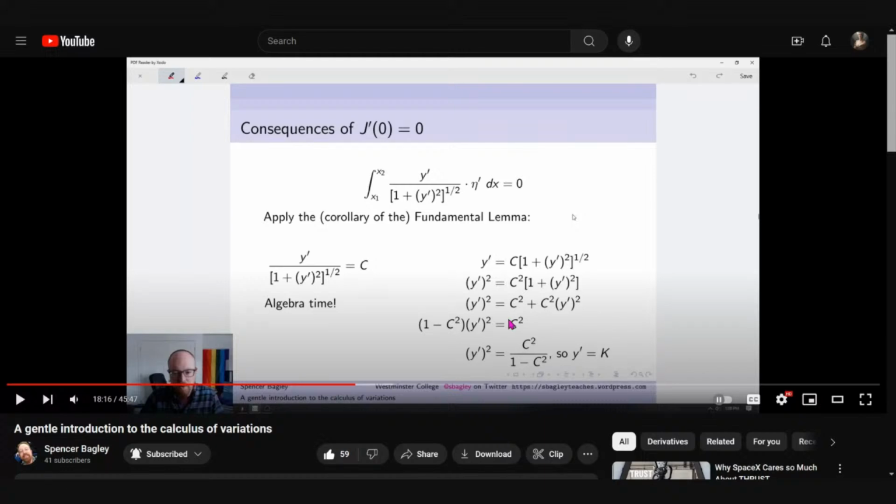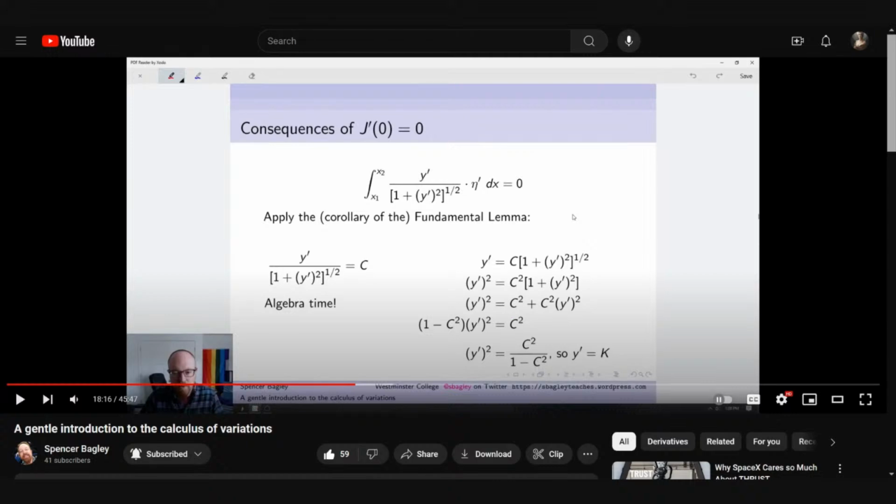Okay, so what is he doing now? This is y prime squared, but 1 minus c squared over here. Why is that? Well, c squared. Oh, look, there's a y prime squared and y prime squared.